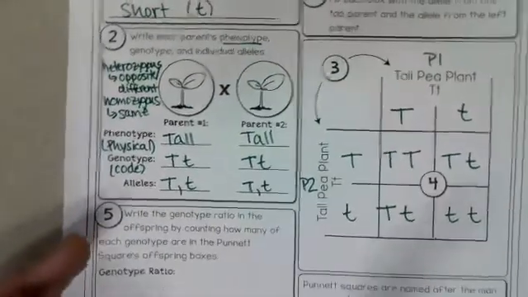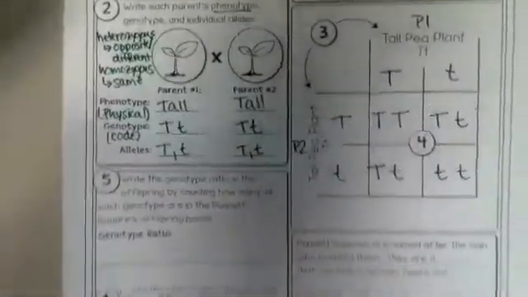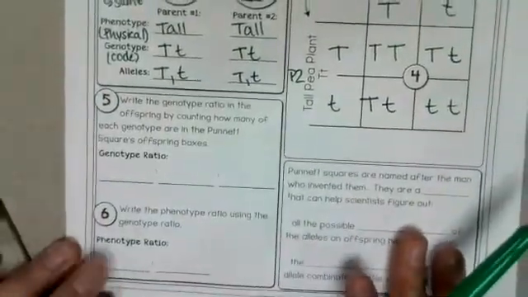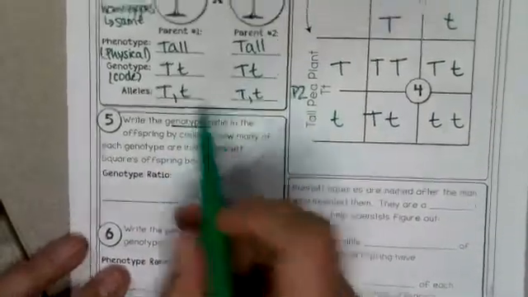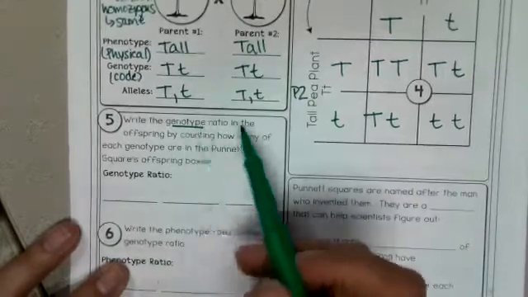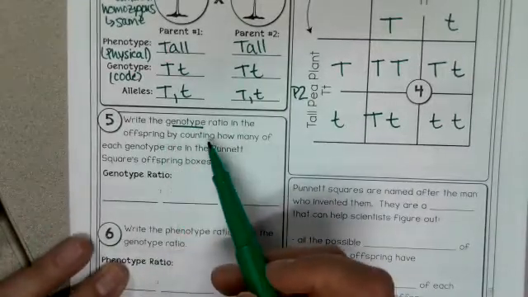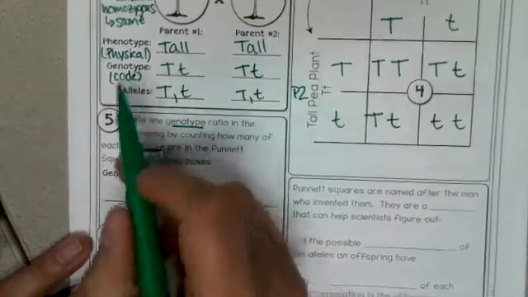Alrighty, so I think we're good to move on to question number 5 here. Let me just bump down my camera so you guys can see that. For number 5, it asks us to write the genotype ratio. And once again, genotype means code. So we need to write the coding ratio of the offspring by counting how many of each genotype. Once again, genotype means code.